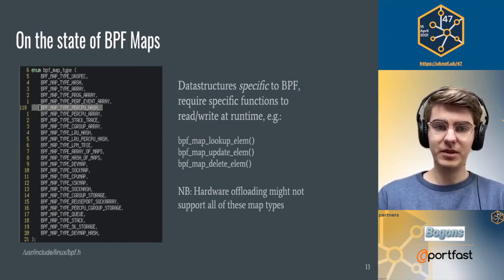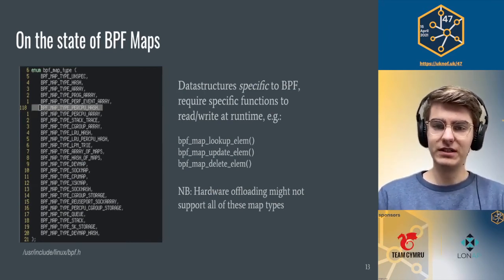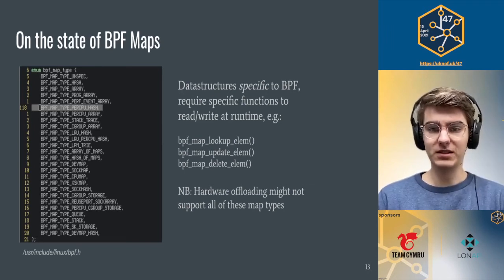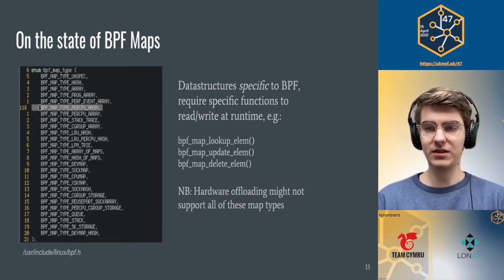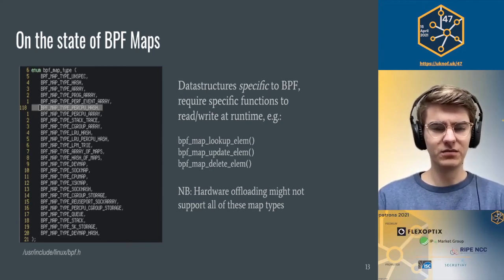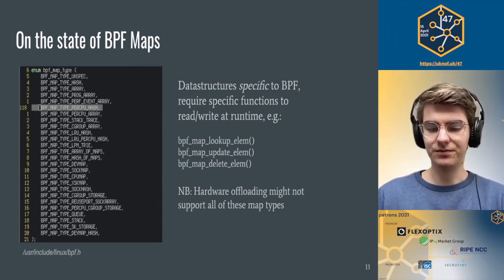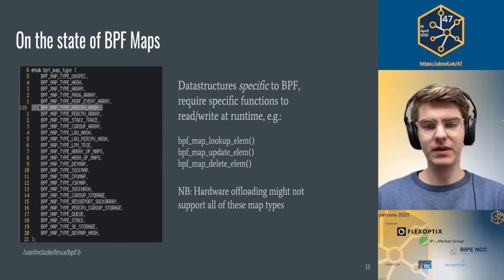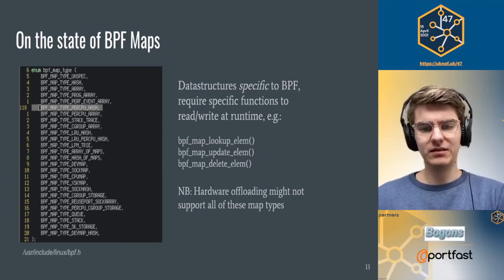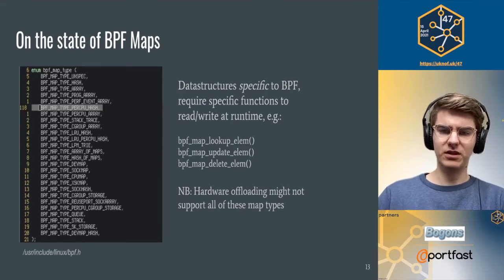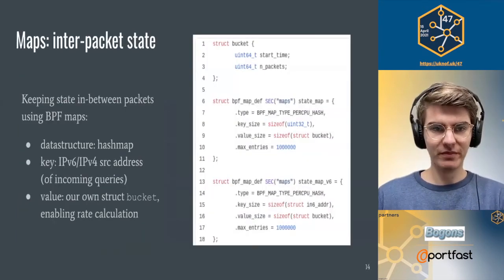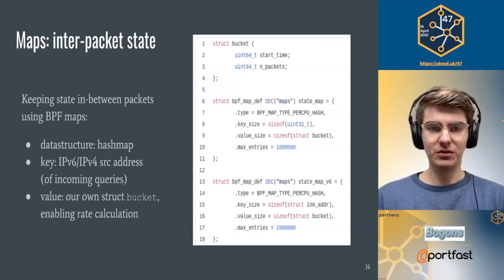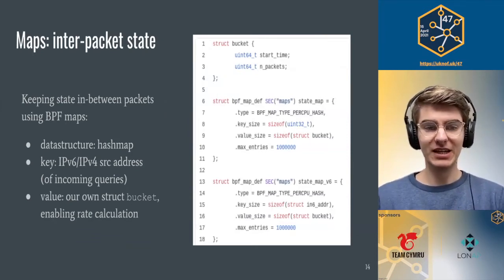So BPF maps are arbitrary data structures that are specific to BPF. On the left here, you see all the options that there are currently. Note that there are some per CPU to negate blocking behavior. And then also note that some of these can be hardware offloaded, but that's something maybe for the future. So the map we use to do our response rate limiting is a hash map.